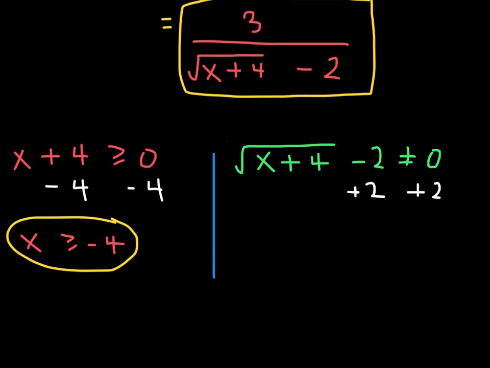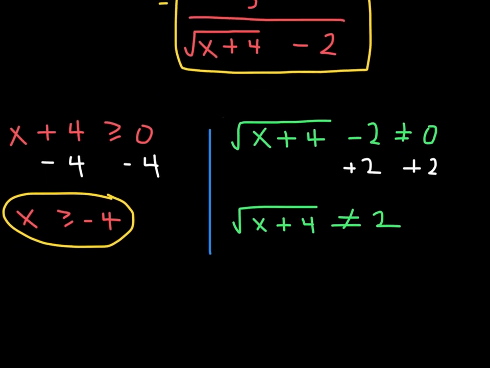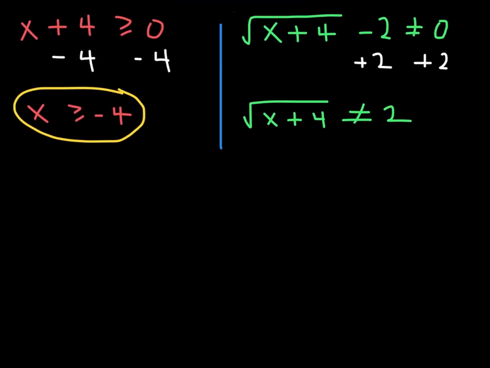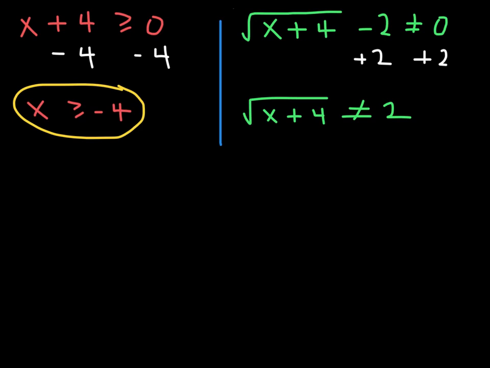Let's do that. Okay, this will give me the square root of x plus 4 must not be equal to positive 2, right? It must not be equal to positive 2. All right, move this up a little bit. Let's continue working. What do you want to do at this point to solve for x?